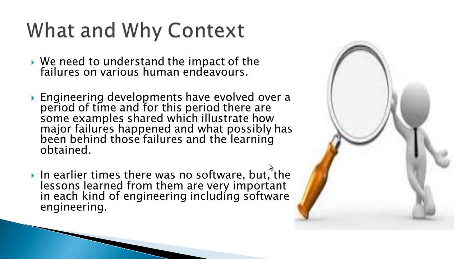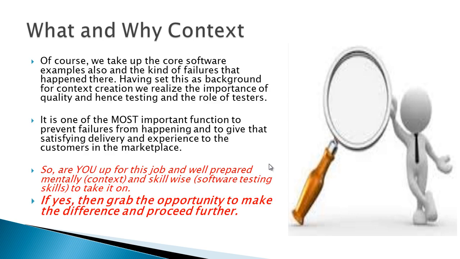Now we need to understand the impact of failure on various human endeavors. The engineering developments have evolved over a period of time, and for this period there are some examples which I have shared which illustrate how major failures happened, what possibly was behind those failures, and the learning obtained. In earlier times there was no software, but the lessons learned from them are very important in each kind of engineering, including software engineering. Now, of course, we take up the core software examples as I've already listed in the previous slides.